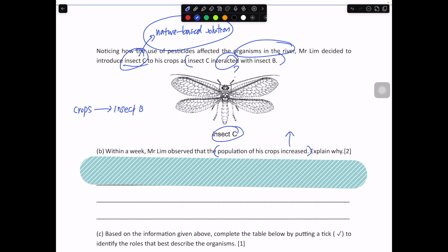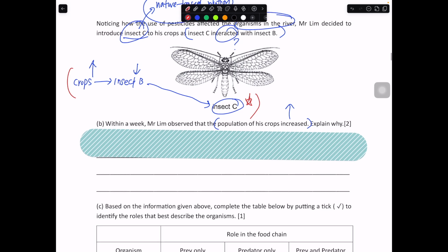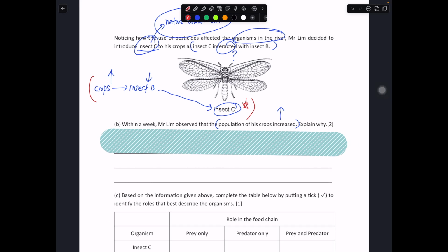So how come when you introduce this organism, this one go up, it must be this one decrease, right? So how will insect C cause insect B to decrease? It must have feed on it. Okay, insect C feed on insect B, so there's less B to feed on the crop. So this one pretty straightforward. This is the food chain that we are looking at. Okay, so they never give you the food chain, but they want you to construct a food chain in the back of your mind and understand how it will affect the population of the different organism, particularly the crop in this farm. So this is how you can answer it.